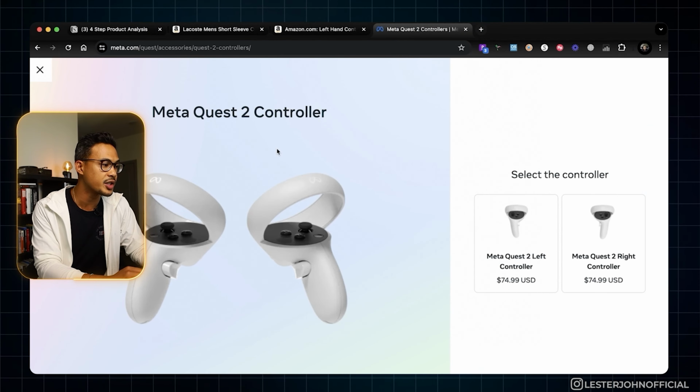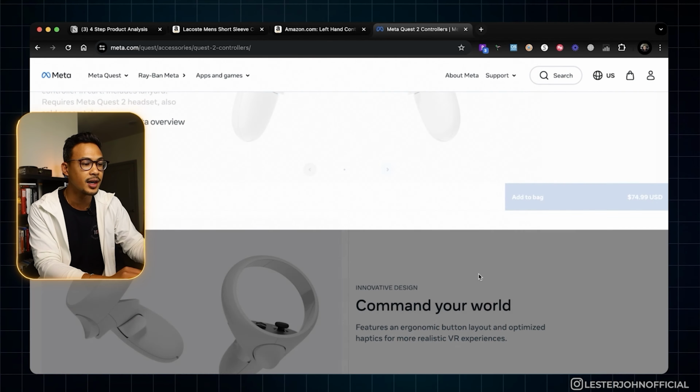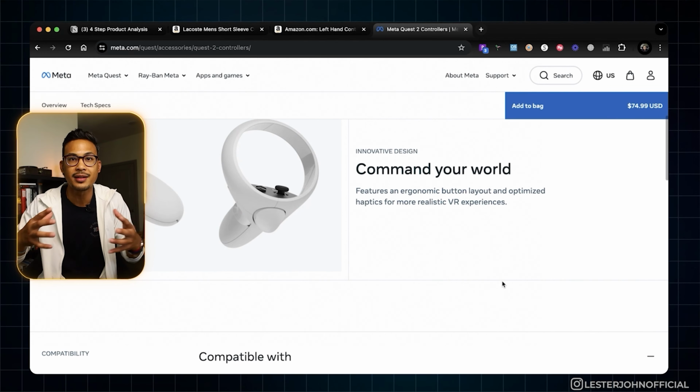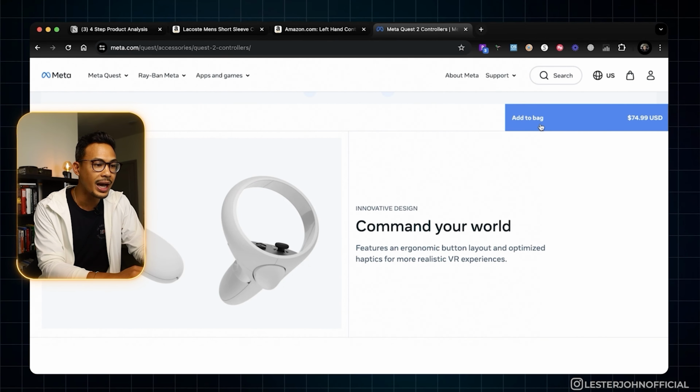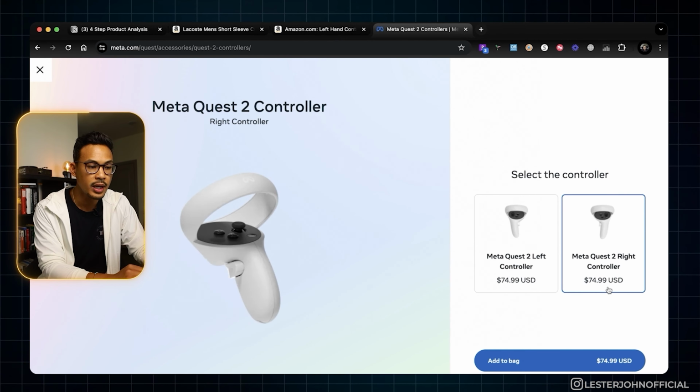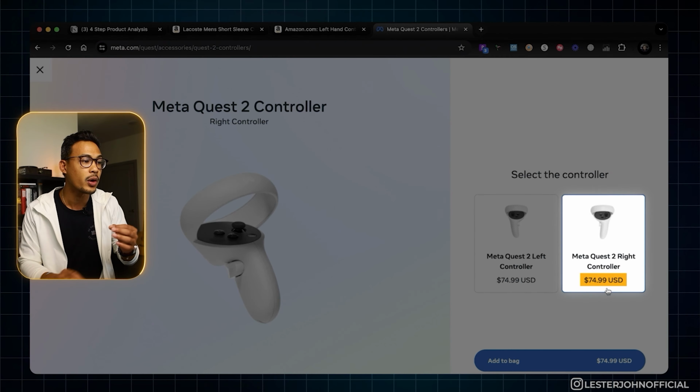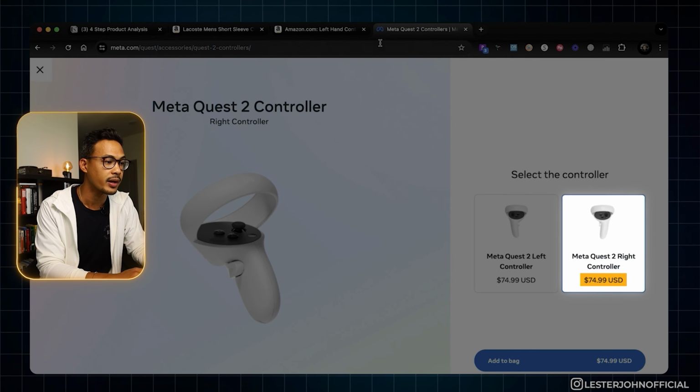So let's go and take a look here. This is where I can potentially purchase it, right here at meta.com. That's the official website where the Oculus is made. So if I add the left controller to the bag here, my buy cost is going to be $74.99. Let's go ahead and plug it into SellerAmp right here.